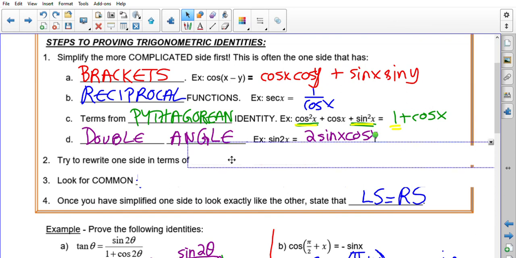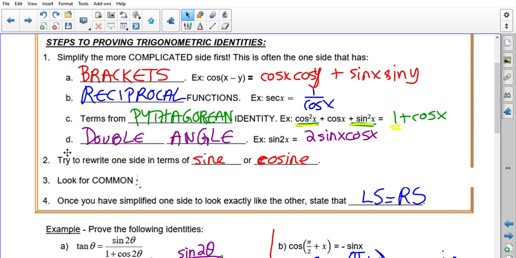Another thing that might be helpful is to try to write one side in terms of sine or cosine. So if you've got tan, for example, you might want to write that as sine over cos. Same thing for cotangent, write it as cos over sine. Usually simplifying it to sine and cos makes it a little easier to manage.